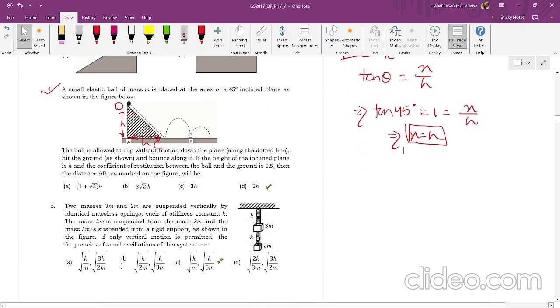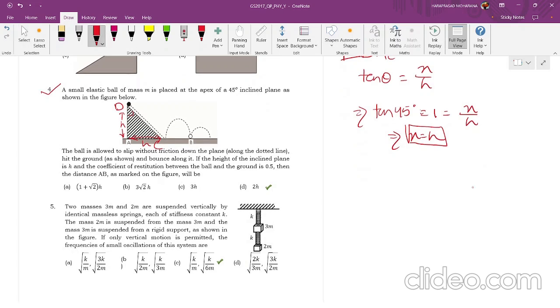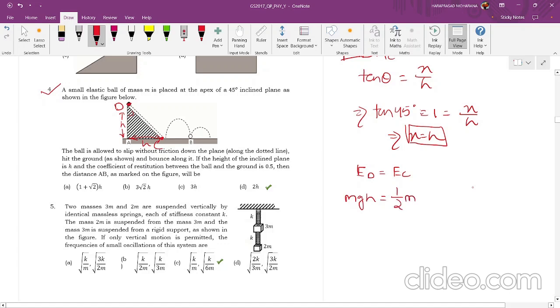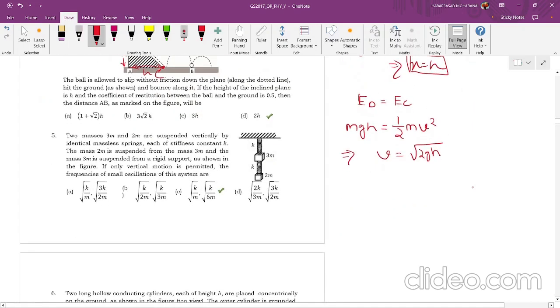Then from energy conservation, the energy of the ball at this point is equal to the energy of the ball at this point, at points D and C. So energy at D is equal to energy at C. At point D the energy will be mgh, that is the potential energy, and at point C I have half mv square. If you solve this, you get v equal to root over 2gh.